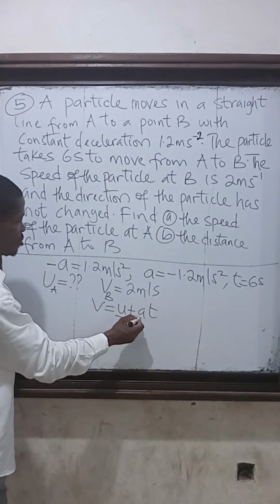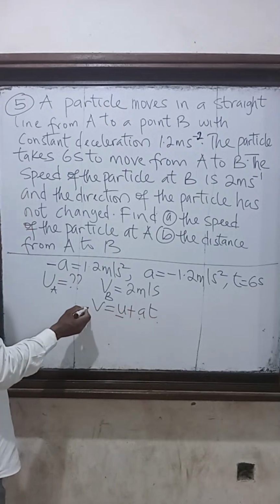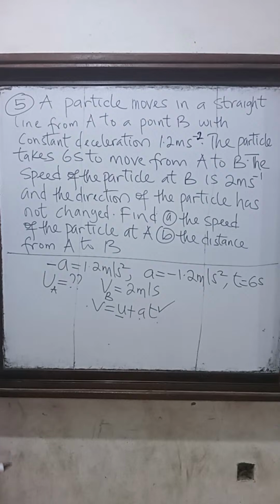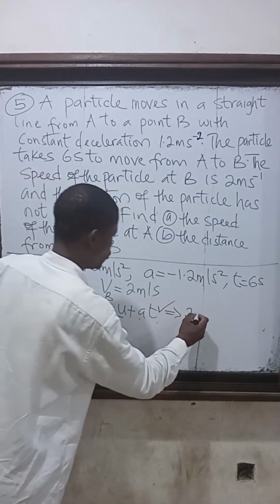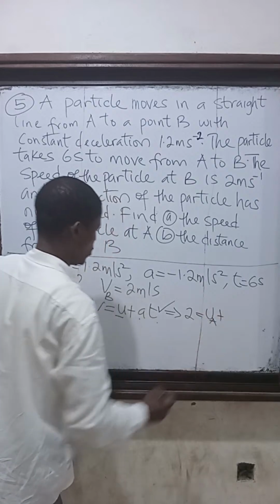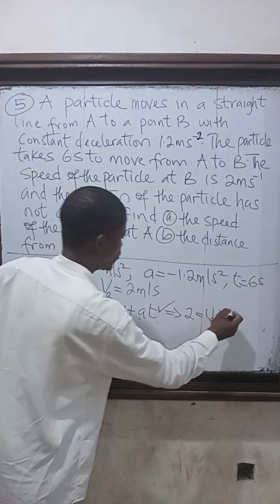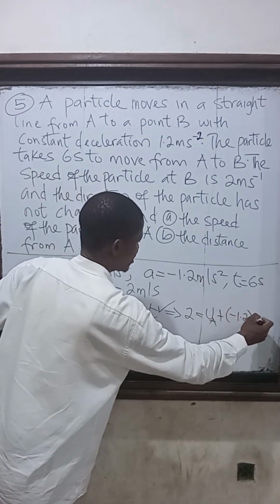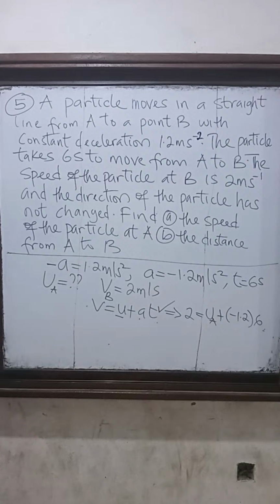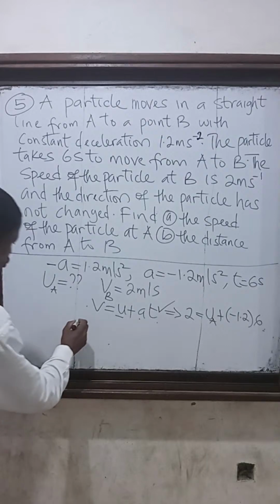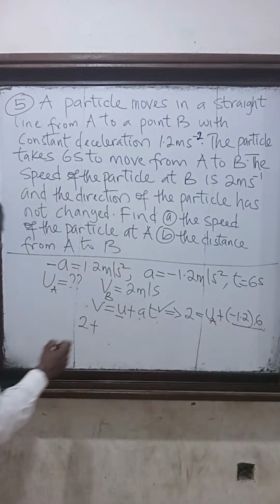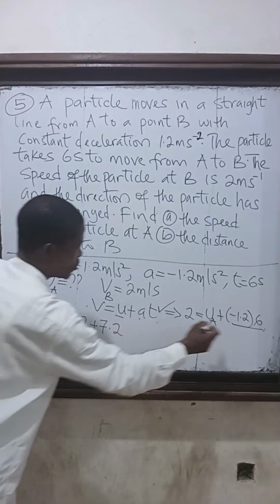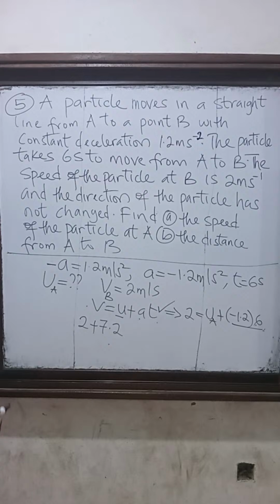We don't know u, but we know a, t, and v, so this is a very good equation to use. Begin to make your substitution. v will be equal to what? v is 2. Your u we don't know, but we know the acceleration is minus 1.2 times 6. Then that will be equal to 2 plus, moving the minus to the other side, that's a plus 7.2. 1.2 times 6 will give you 7.2.